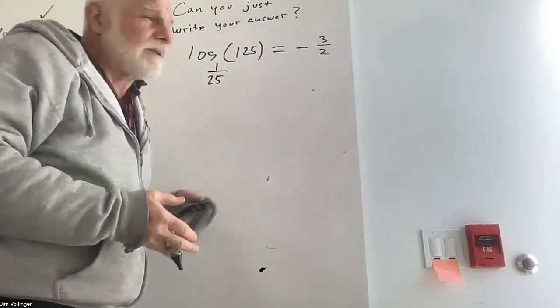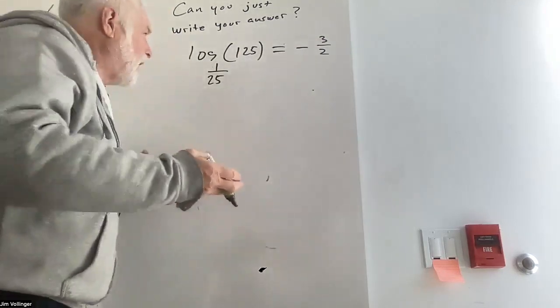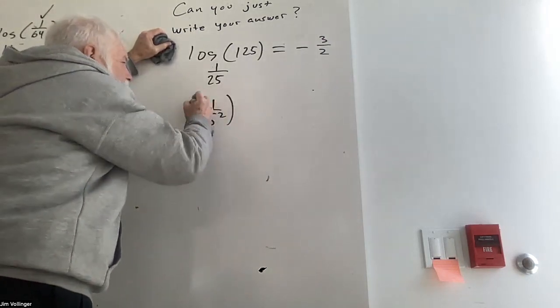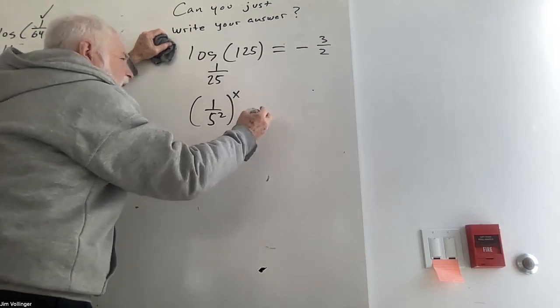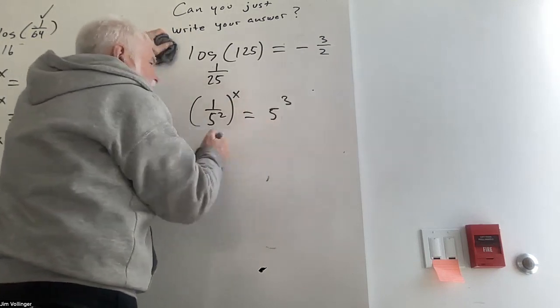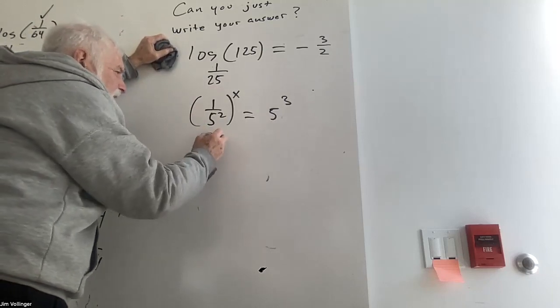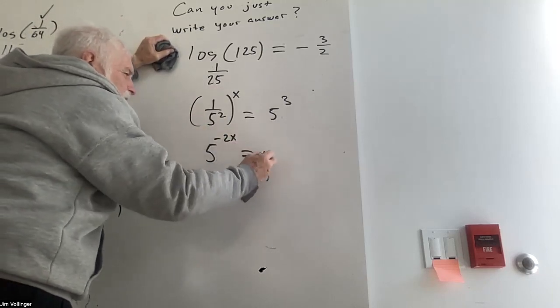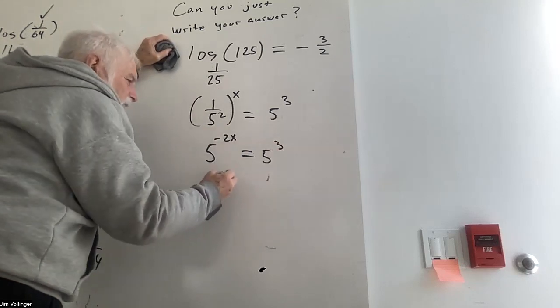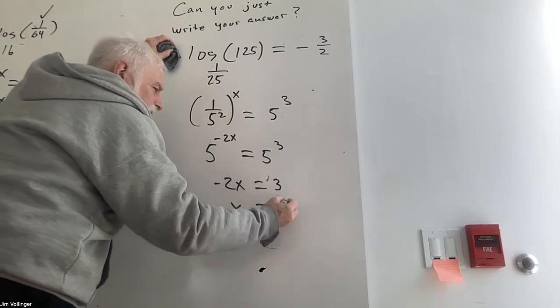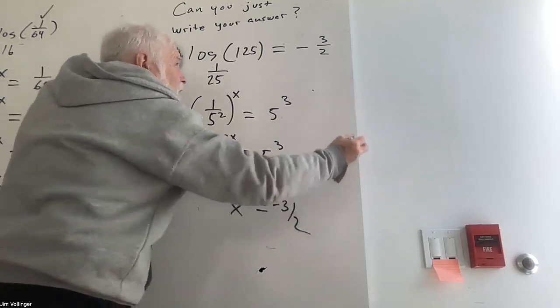You could have just looked at it and said, I need these operations. All right, so what do we have? We've got 1/5 squared to the what equals 125, which is 5 cubed. Now I have the same base. This is the same as 5 to the -2x equals 5 to the 3. So therefore, -2x equals 3, and x equals -3/2, which I hope we have over here.